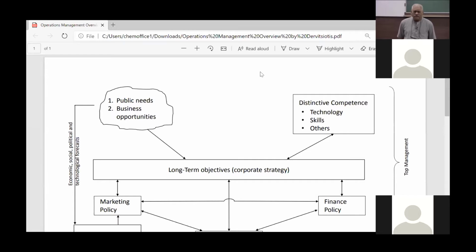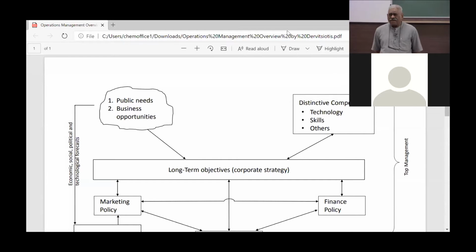Then we talked about long-term objectives and policies, which are interrelated and differ both ways. I mean, there is a two-way interaction. Then we talked about strategy and policy, both of which are dynamic in nature. Good, that was a good review.